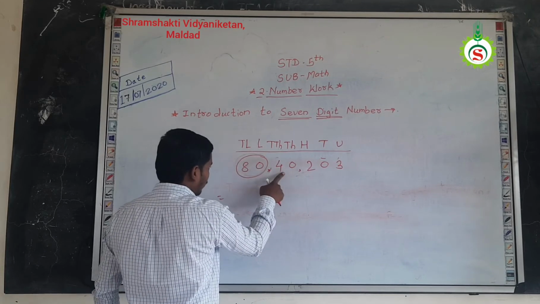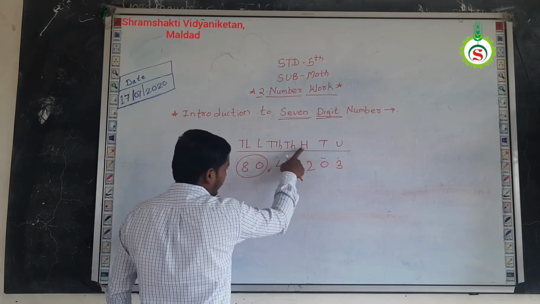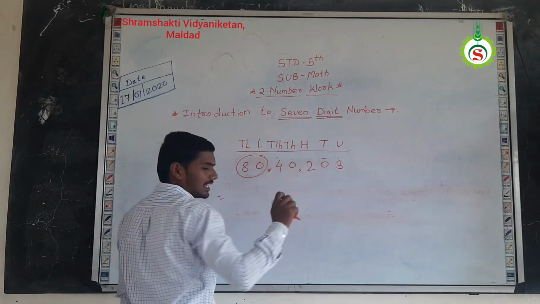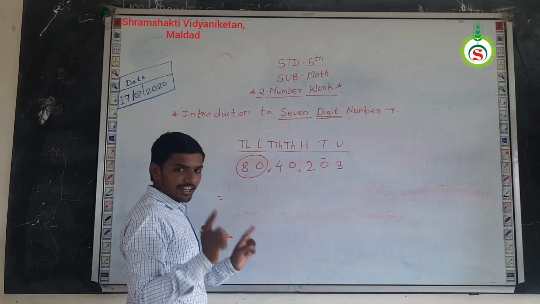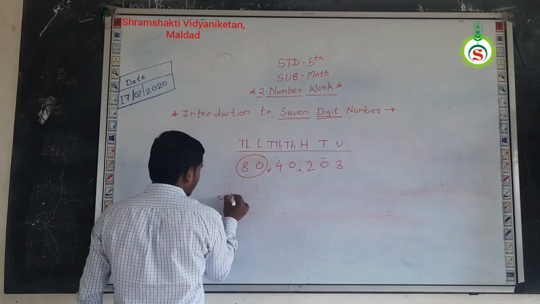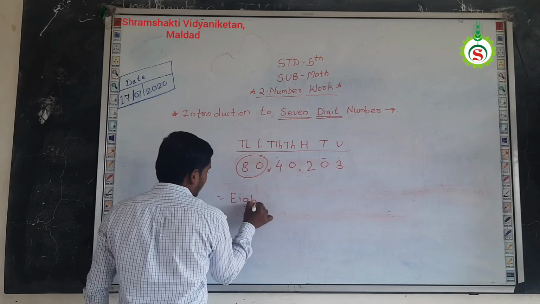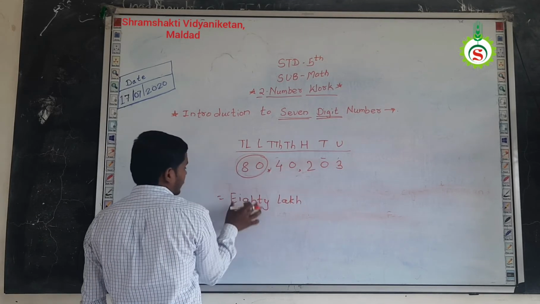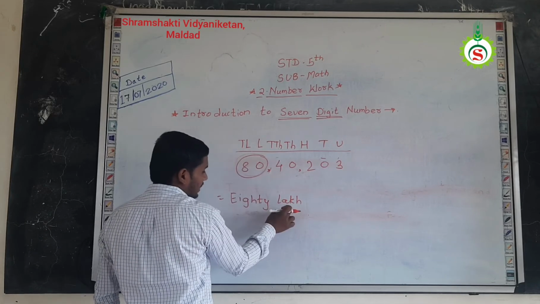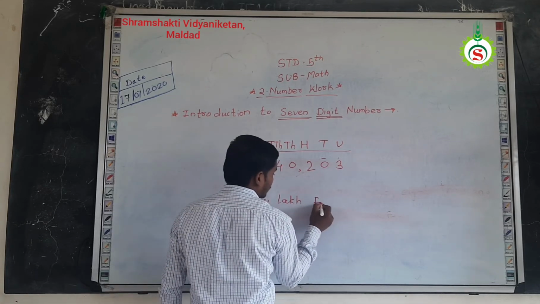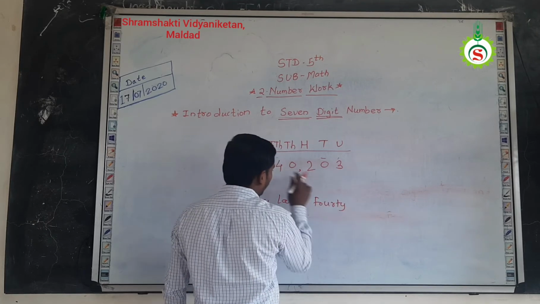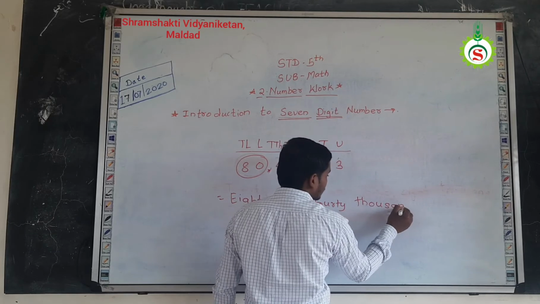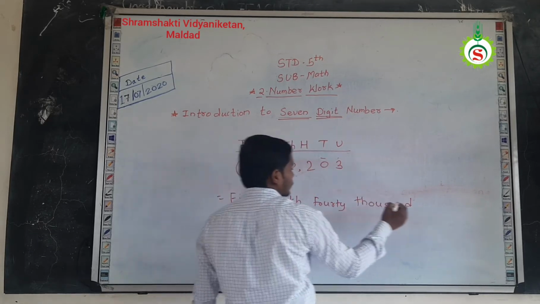80 lakh 40,000 200 and directly 3. At the place of tens there is a 0, that means no need to mention tens. Okay, so how will I write that number? 80 lakh. That 80 is the place of lakh. So 80 lakh. Next one is 40, and 40 is at the place of 1000. So 80 lakh 40,000.